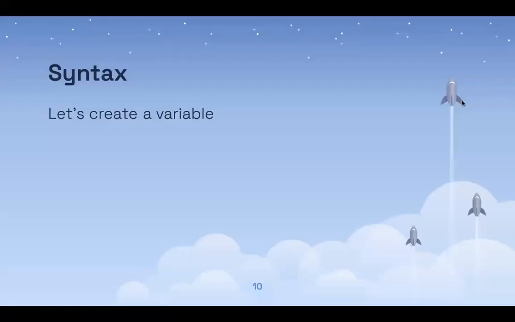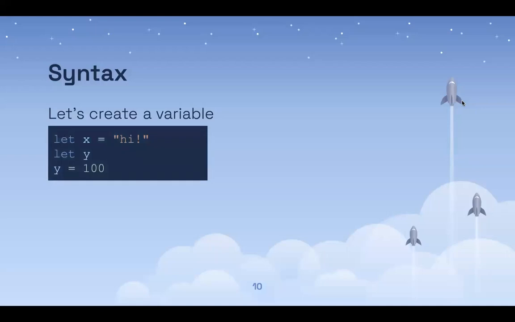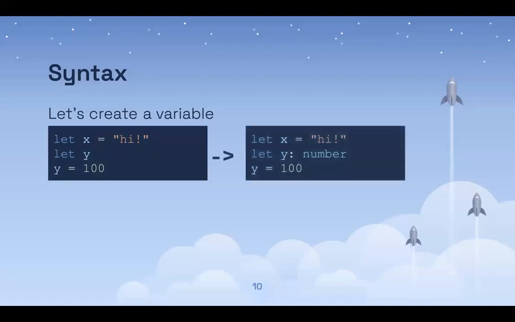Yeah. So let's create a variable. So what we see in regular JavaScript is it looks like this. Like if I want to create a variable, I can let x equals "hi". And then I can create a variable and then assign it later, let y, and then y equals 100. In TypeScript, if it's obvious what the type of your thing is, in this case, x is obviously a string.